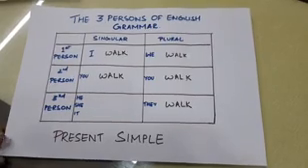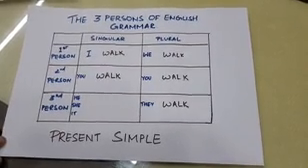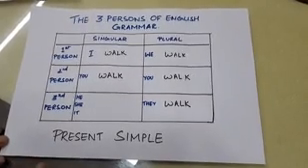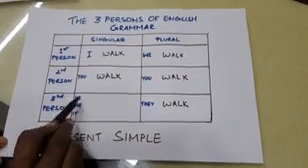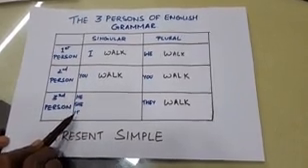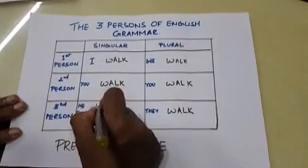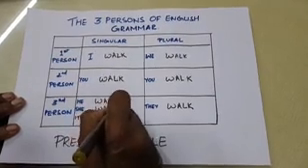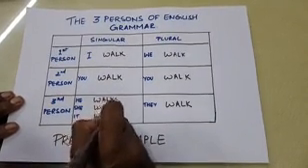The English grammar rule says that the verb takes its S form only with the third person singular. That is, he, she or it. So it becomes he walks, she walks, it walks.